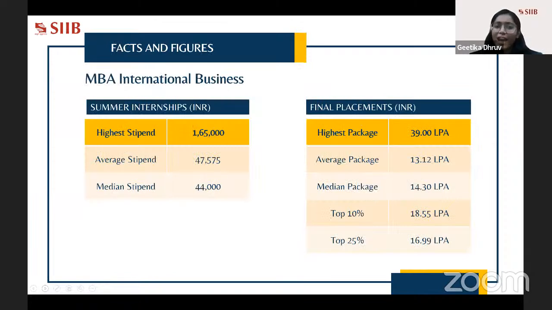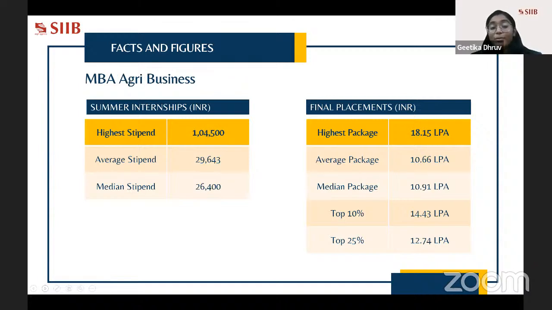Now, a few of the facts and figures about the placements. First, for MBA International Business, the highest stipend offered in the summer internship is 1,65,000, and for the placement, the highest package has gone for 39 LPA. Next slide, please.